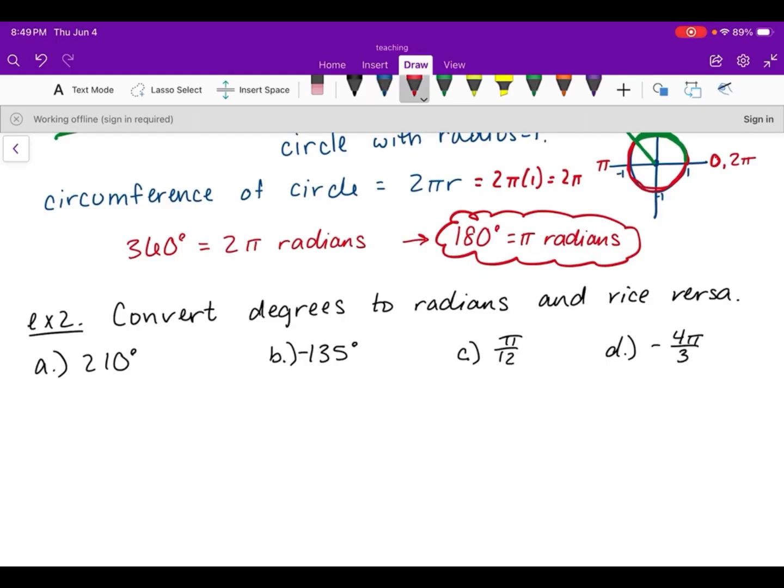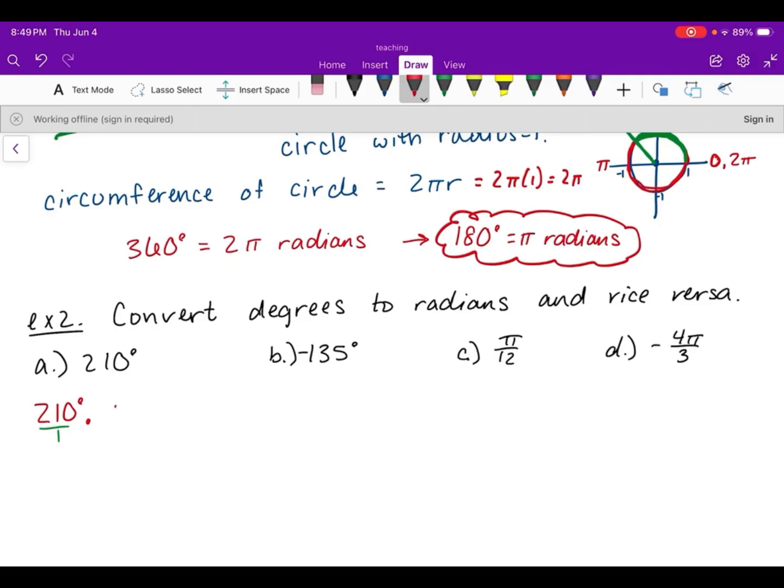Whenever you use a conversion factor, you basically turn it into a ratio that you can use. So we're going to either multiply by 180 over pi or pi over 180. If we start with 210 degrees, remember anything can be written over 1 if it doesn't have a denominator. And so what we want to do is multiply by our conversion factor.